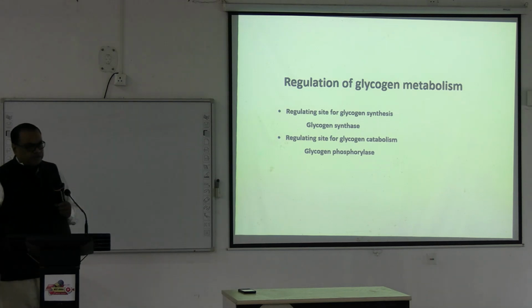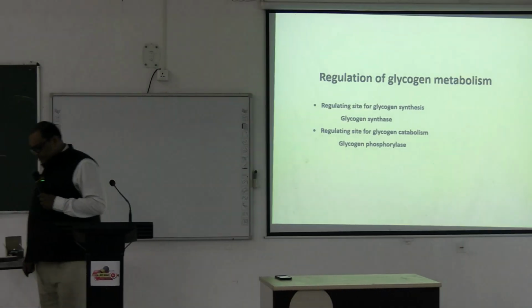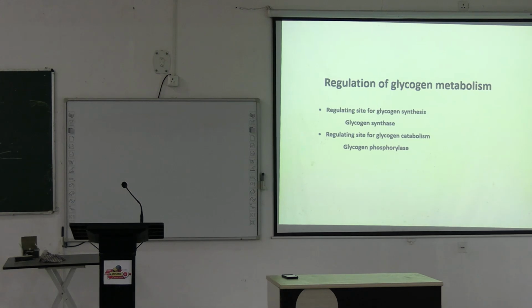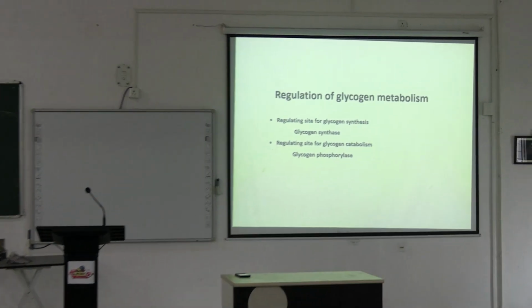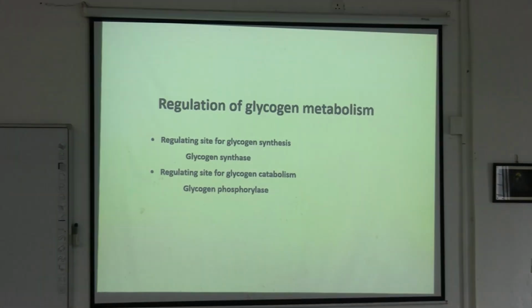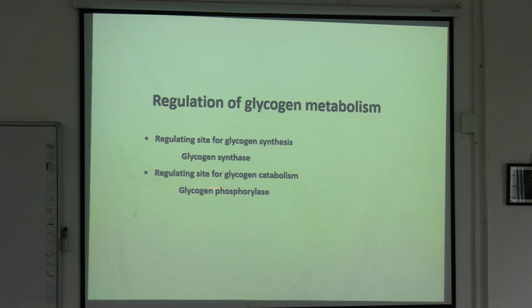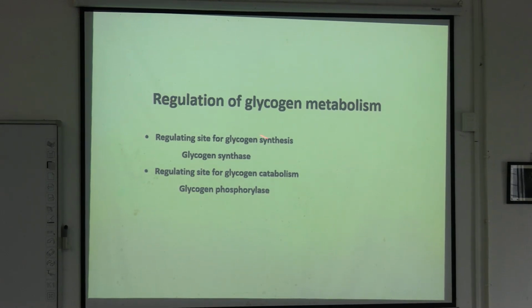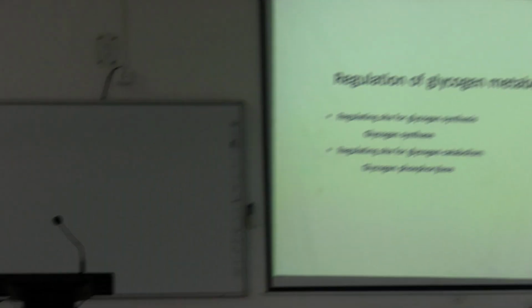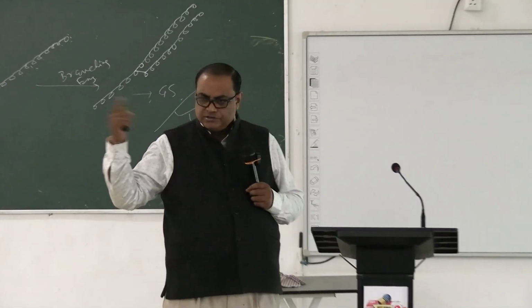Now we come to regulation of glycogen metabolism. This is very, very important as far as examination is concerned. Regulation of glycogen metabolism. There are 2 pathways: glycogen synthesis or glycogenesis, and glycogenolysis or glycogen breakdown. Now these 2 occur not simultaneously, like a switch.